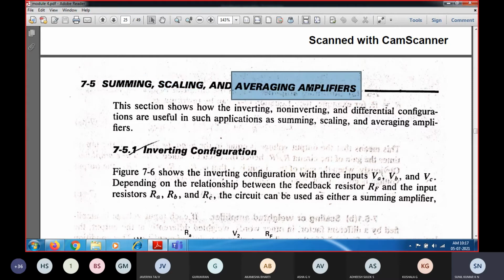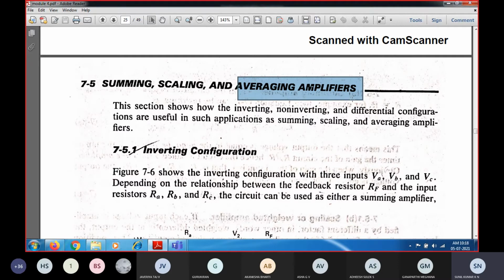So how the op amp can be used as a summer circuit, or as a scaling circuit, which can also be called a divider circuit, and how it can function as an averaging amplifier. Averaging means, if you give any number of input voltages, the circuit should give the average as the output voltage. That is nothing but the averaging amplifier.